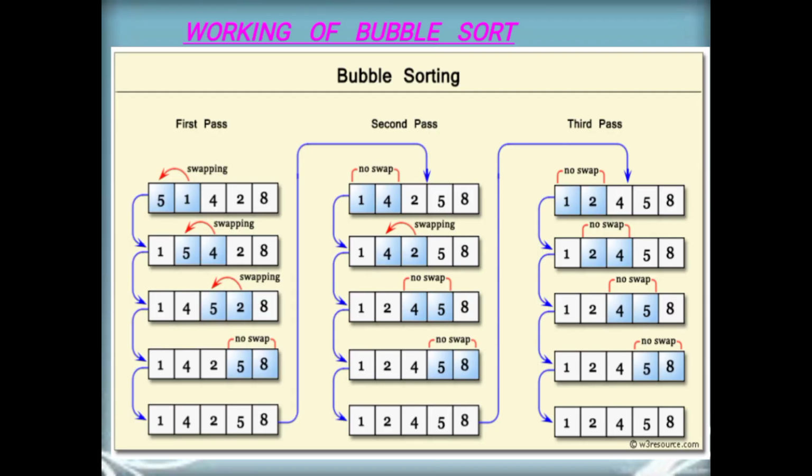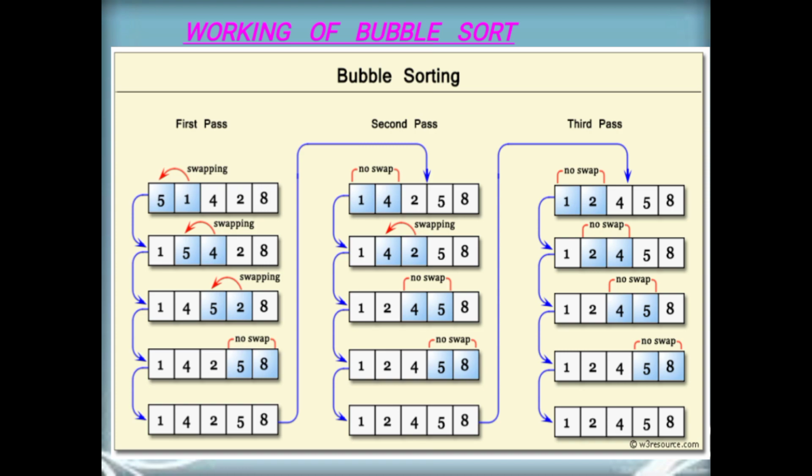Now let's see how the mechanism works inside bubble sort by taking five elements such as 5, 1, 4, 2, and 8. All these data items are in an array structure, but they are not in a sorted array. So, to make this array sorted, I am using bubble sort.